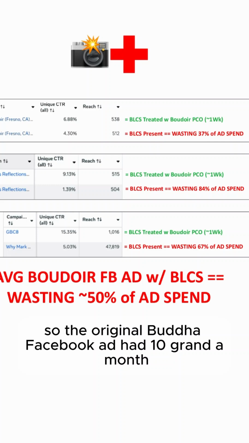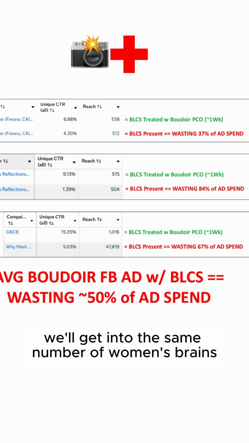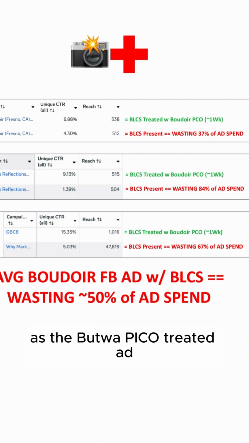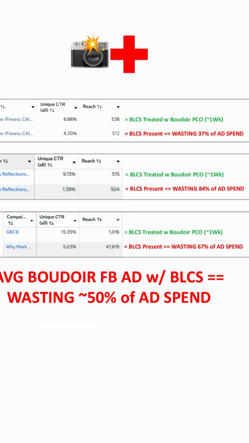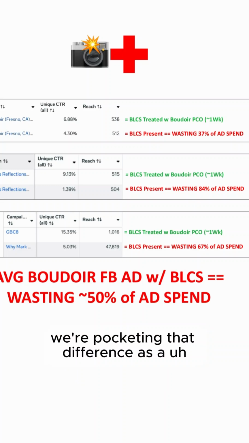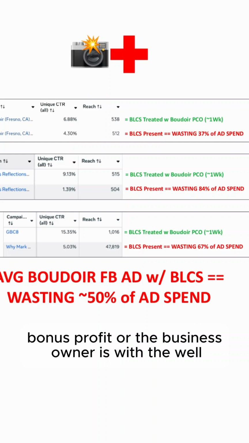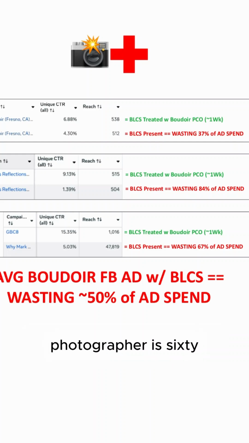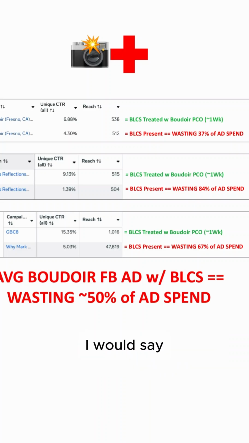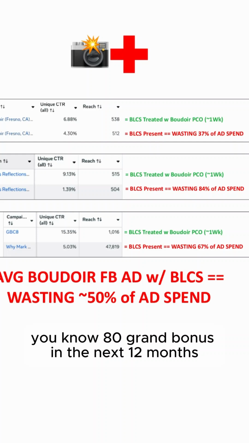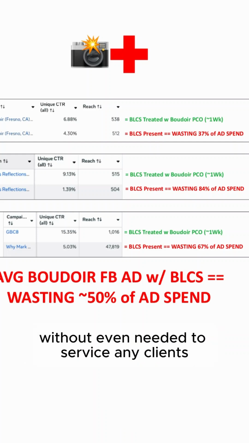So the original boudoir Facebook ad had 10 grand a month. We'll get into the same number of women's brains as the Boudoir Pico treated ad, spending only $3,300 a month. So that whole difference, we're pocketing that difference as a bonus profit, or the business owner is, the boudoir photographer: $6,700 a month in bonus profit by simply not spending that money. I would say, 80 grand bonus in the next 12 months. So insanely good without even needing to service any clients.